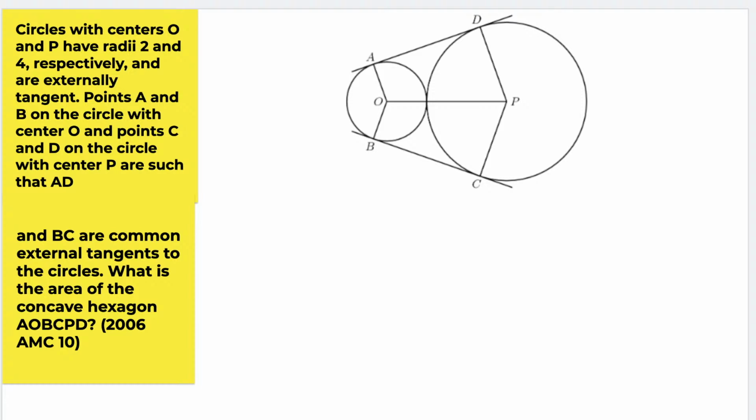This is a nice problem. I'm going to read it out, and I want you guys to try it. Circles with centers O and P have radii 2 and 4 respectively, and are externally tangent. Points A and B are on the circle with center O, and points C and D are on the circle with center P, such that AD and BC are common external tangents to the circles. What is the area of the concave hexagon AOBCPD? I want you guys to try this problem out.